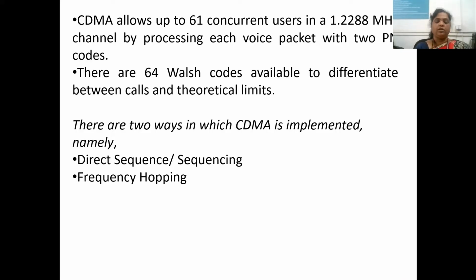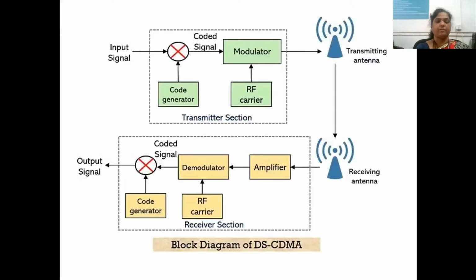Now, there are two ways in which CDMA is implemented. One is called direct sequencing, and the second is the frequency hopping technique. The first one is the practical which we are going to go through, the direct sequencing technique. This is a block schematic of direct sequence CDMA technology.